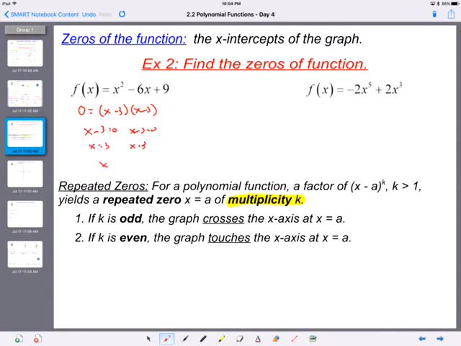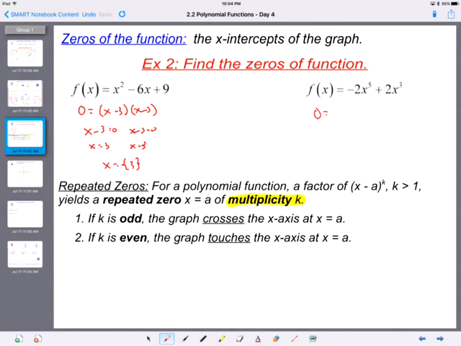And so what you notice on this one, you get x equals 3 twice. But when you go to write your answer, you only write it once. But we're going to get back to this idea that when something occurs more than once, what actually happens on the graph. So keep that in mind as we do the second one here.